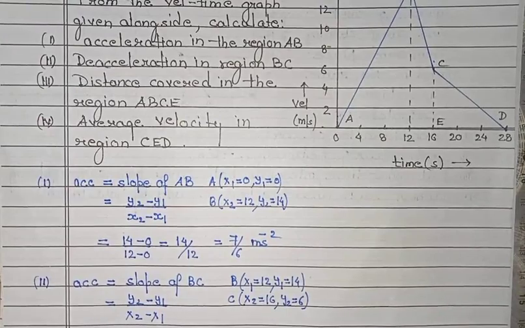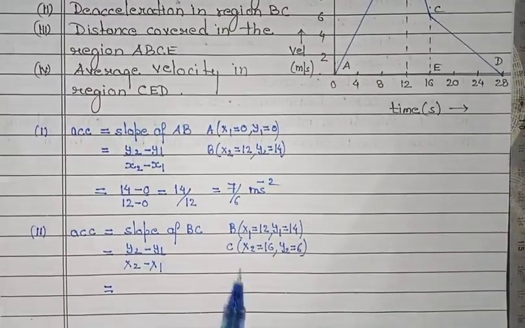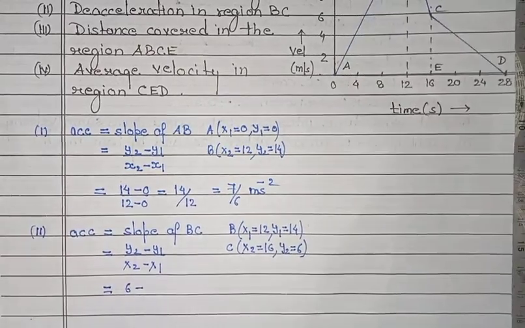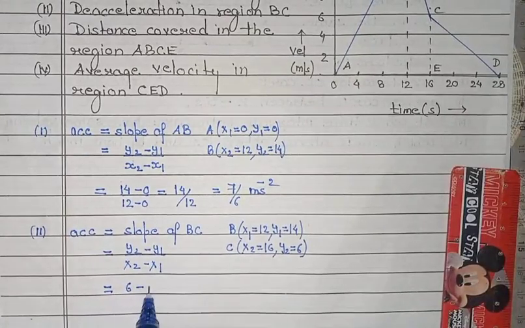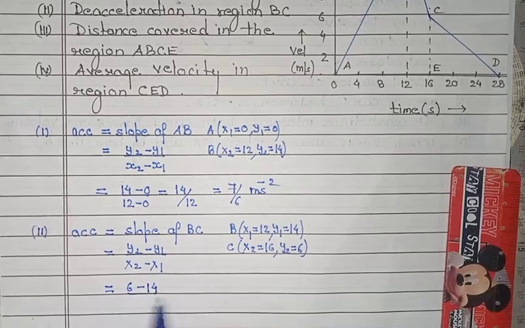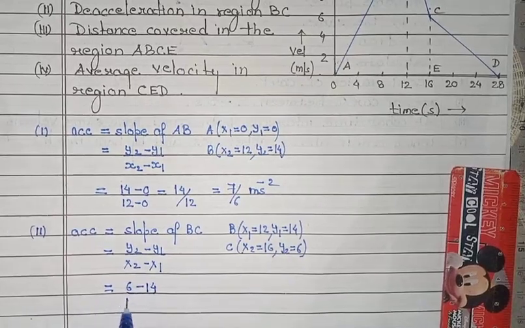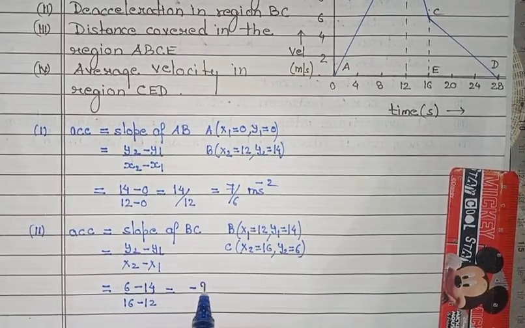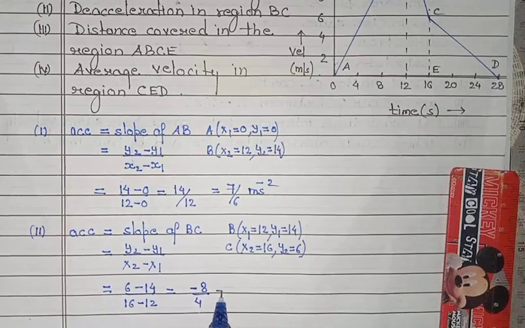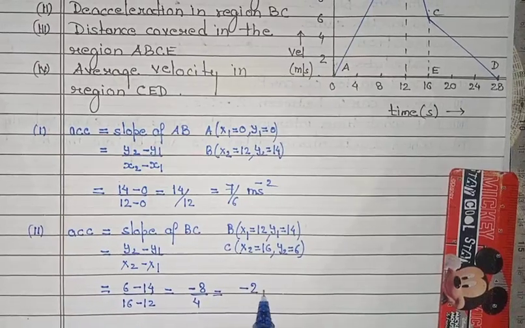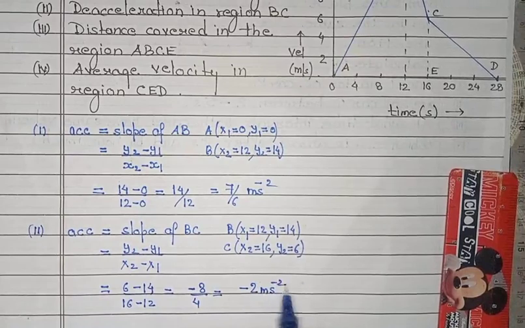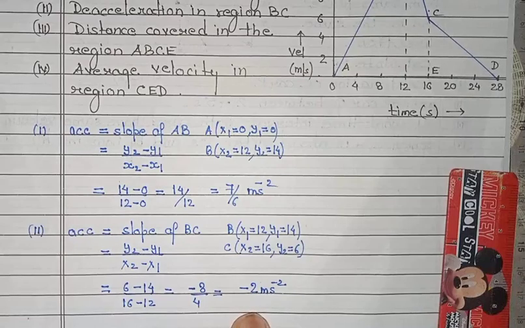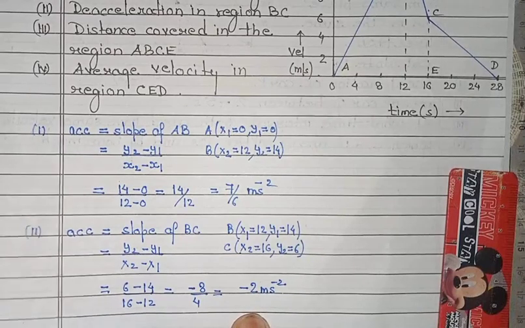Substituting these values over here. Y2 minus y1, so 6 minus 14, upon x2 minus x1, so 16 minus 12. So that will give you minus 8 upon 4. So you will be getting minus 2 meter per second square. As you can see, the acceleration is negative, so we can call it retardation.